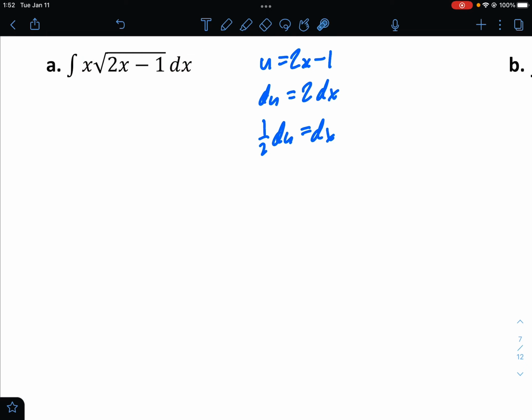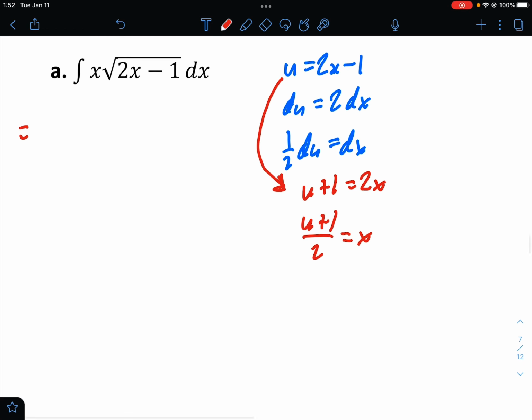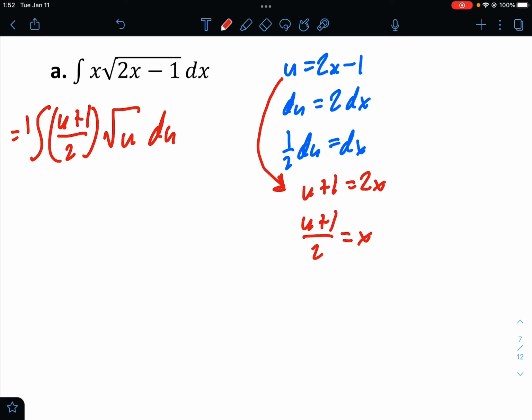What we need to do then is take our original substitution and solve that for x by adding 1 and then dividing by 2. And now we can substitute u plus 1 over 2 in for x. Let's see how this looks in our integral. Instead of writing x, we're going to write u plus 1 over 2. Instead of writing root 2x minus 1, we're going to write root u. And instead of writing dx, we're going to write 1/2 du, or du here, and 1/2 out in front.